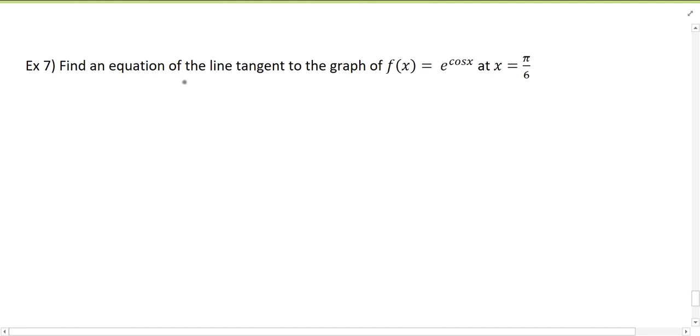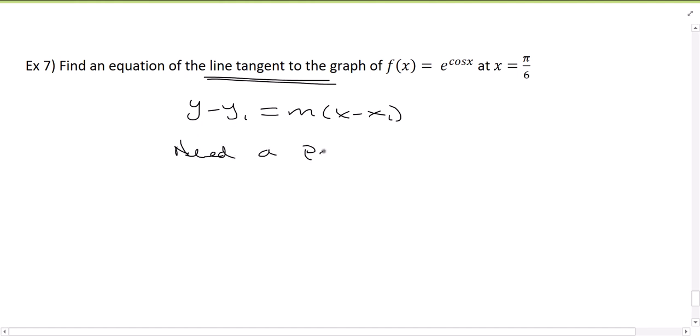All right, so then we want to find the equation of the line tangent to the graph. So to find the equation of a line, we need the point slope form. Or you can use y equals mx plus b. I prefer this one. So that means we need a point and we need the slope.